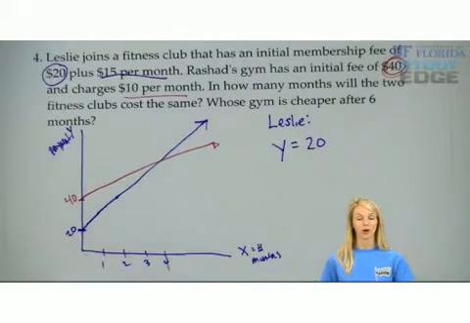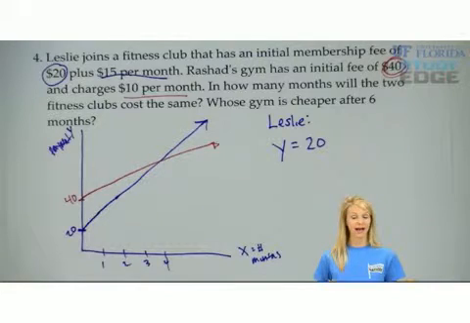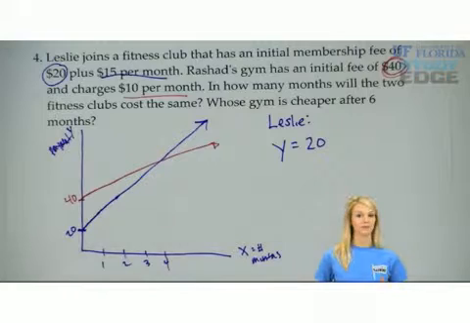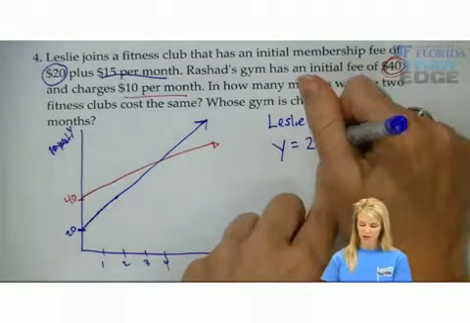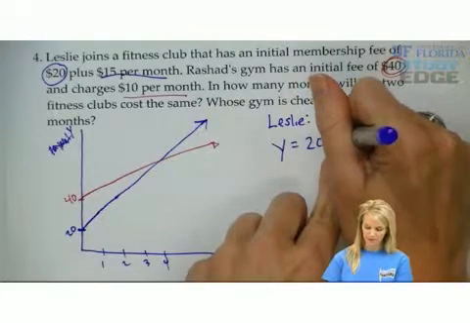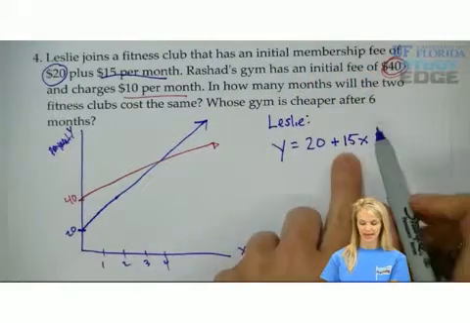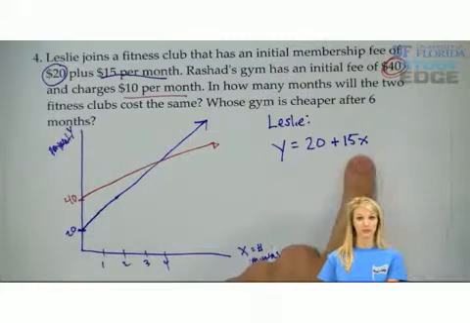$15 per month. If she's a member for 2 months, how much has she paid in membership? 2 times 15, she's paid $30. If she's been a member for 5 months, how much has she paid? 5 times 15. The amount that she pays for the monthly fee is $15 times X, $15 per month that she's a member.